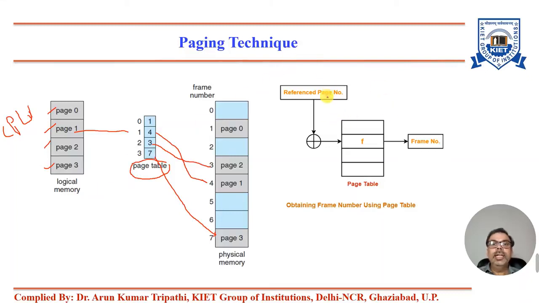So we can say that it is basically the page number generated by the CPU, and corresponding to that it has to find the frame number, and it can get the actual memory location.